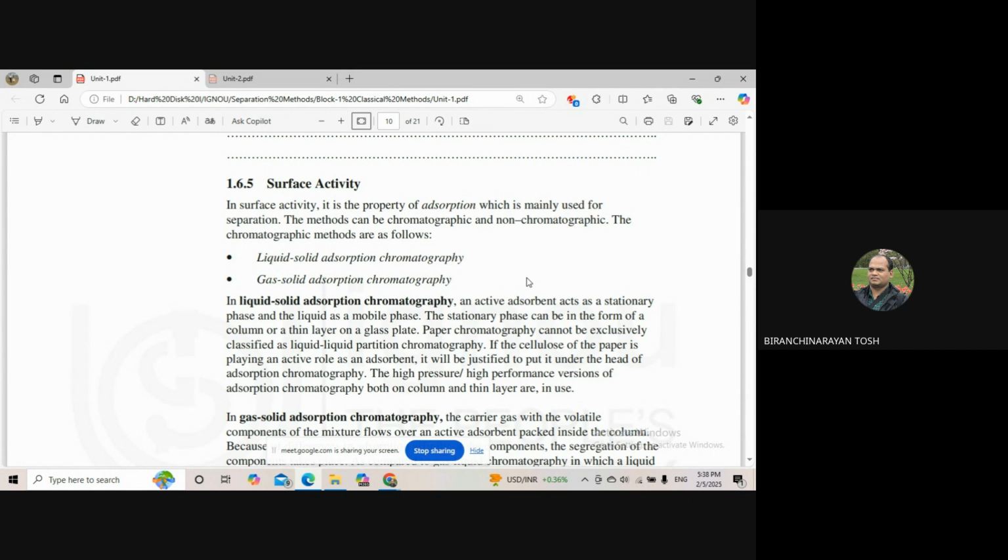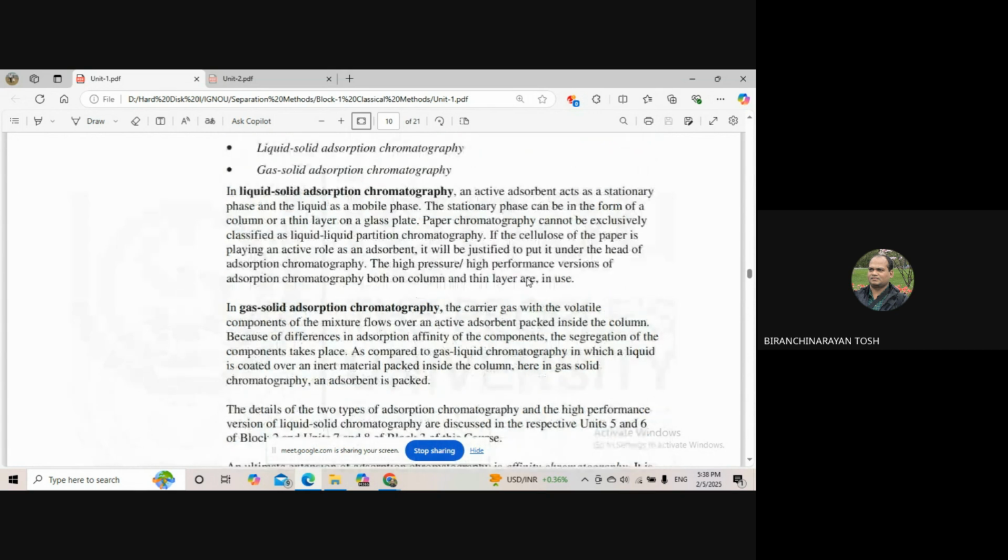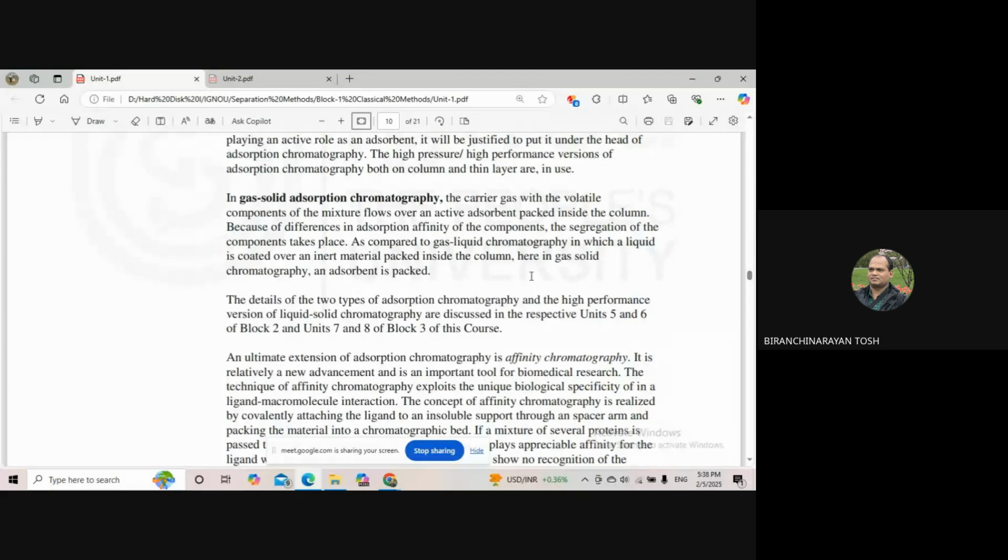In gas solid adsorption chromatography, the carrier gas with the volatile component of the mixture flows over an active adsorbent packed inside the column. Because of the difference in adsorption affinity of the components, the segregation of the components takes place. As compared to gas liquid chromatography, in which a liquid is coated over inert material packed inside the column, here in gas solid chromatography the adsorbent is packed. Detail we'll discuss later on.